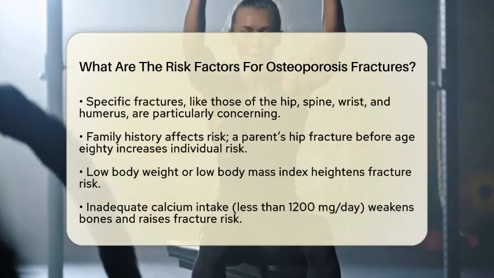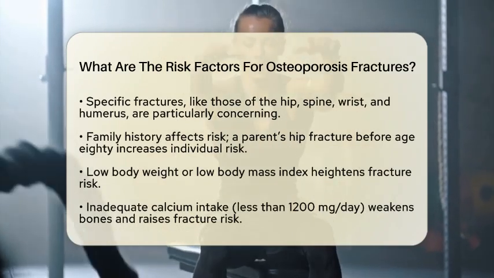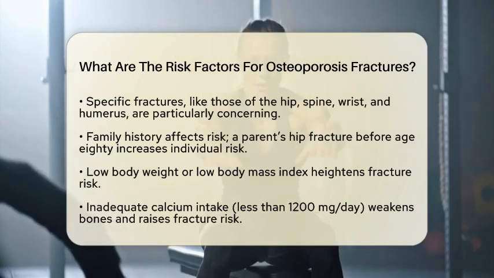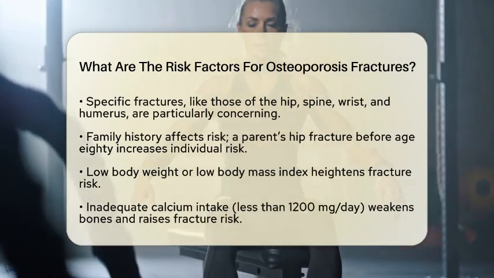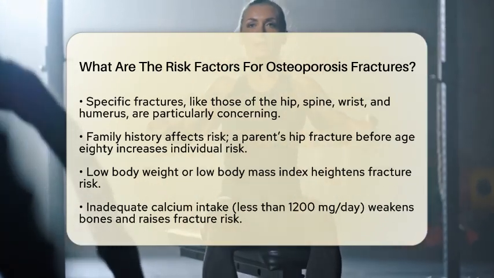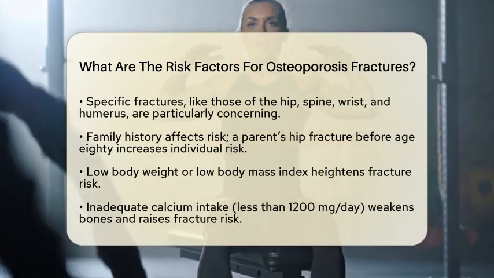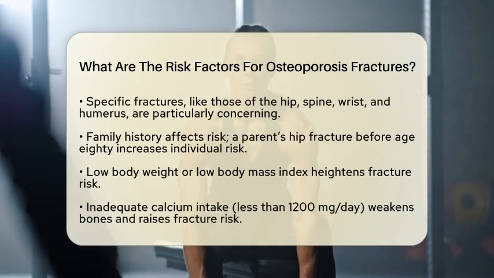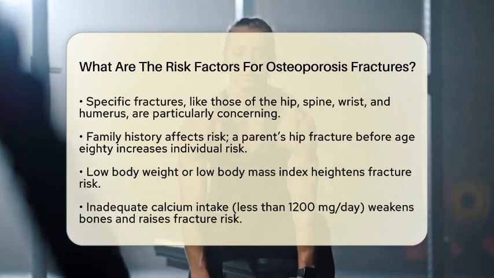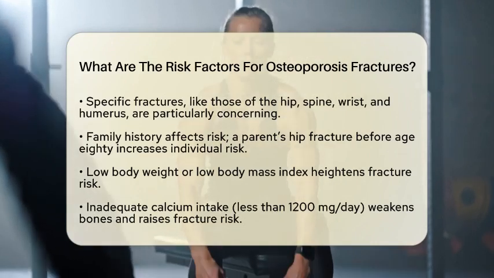Family history also plays a role. If a parent experienced a hip fracture before the age of 80, this can independently increase fracture risk. A family history of severe osteoporosis or fractures adds to the risk beyond what bone mineral density alone indicates. Body weight and nutrition are important too. Individuals with low body weight or a low body mass index are at a higher risk for fractures. Additionally, inadequate calcium intake, defined as less than 1,200 milligrams per day, can weaken bones and contribute to fracture risk.